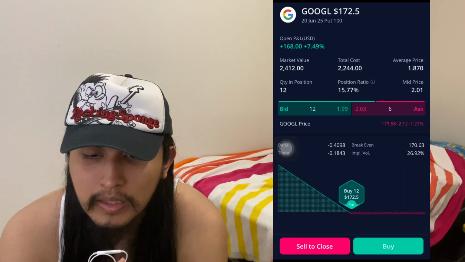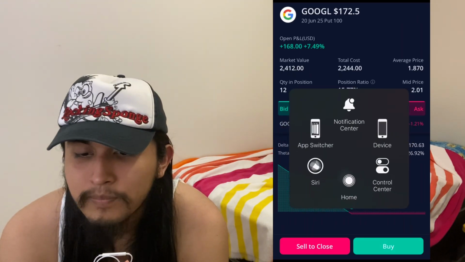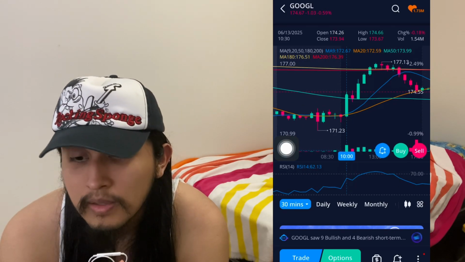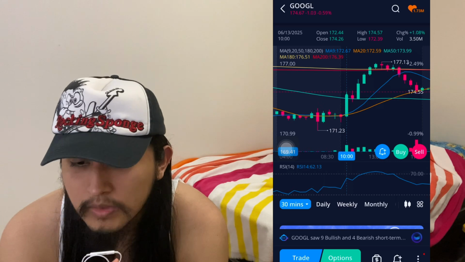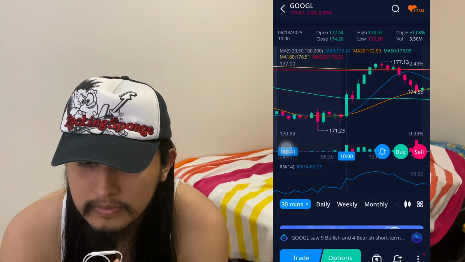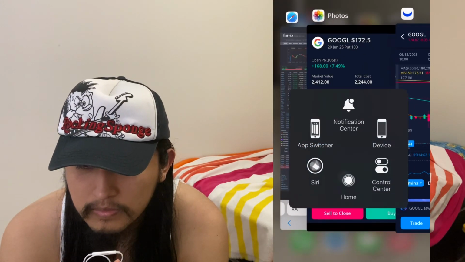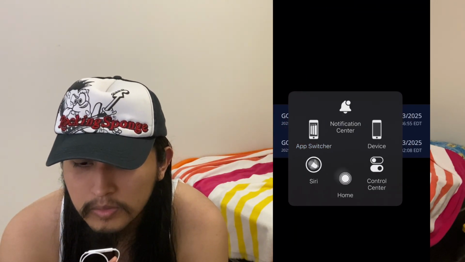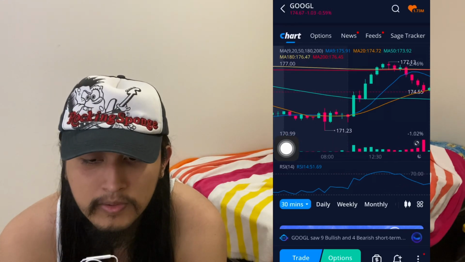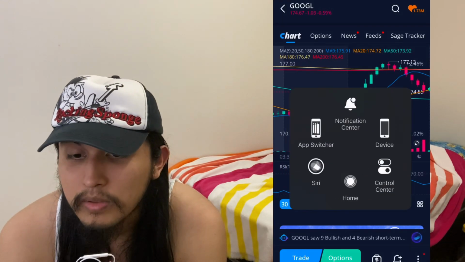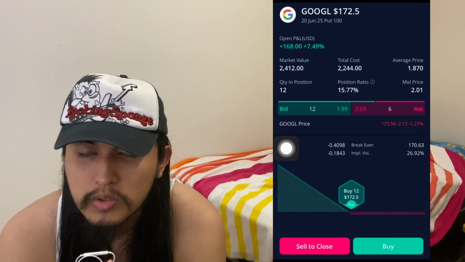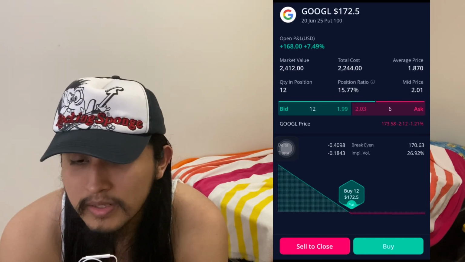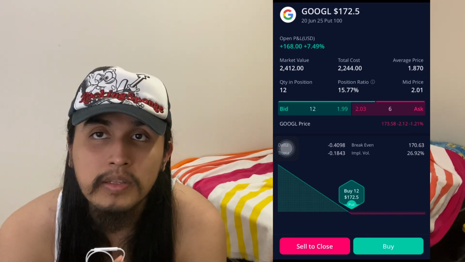So basically the game plan was, okay, let's wait and see if Google can approach the 50-day moving average and see a rejection by it. That happened within like 4 minutes. Google got rejected by the 50-day moving average. My position was going up, and once it reached my threshold of anywhere near 5 or 10%, I'm just going to sell out the position and move on to the next trade.